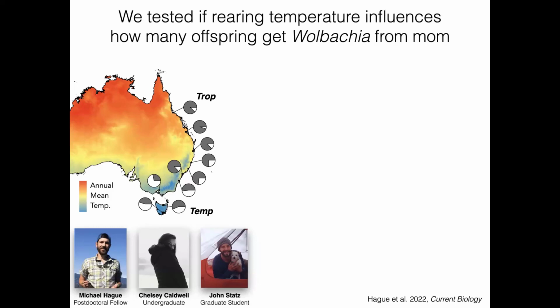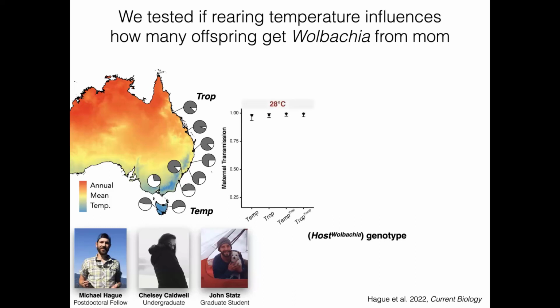So what I thought would be a relatively simple hypothesis to test is could it just be temperature that's involved in this pattern? Because if we know what varies with latitude, temperature is something that really varies. So what we did is we reared flies at different temperatures, and then we measured how well they are at getting Wolbachia into the next generation. And so what you're going to see for all this are genotypes on the x-axis and maternal transmission rates on the y. When it's very high, that means all of the offspring or most of the offspring are getting Wolbachia.